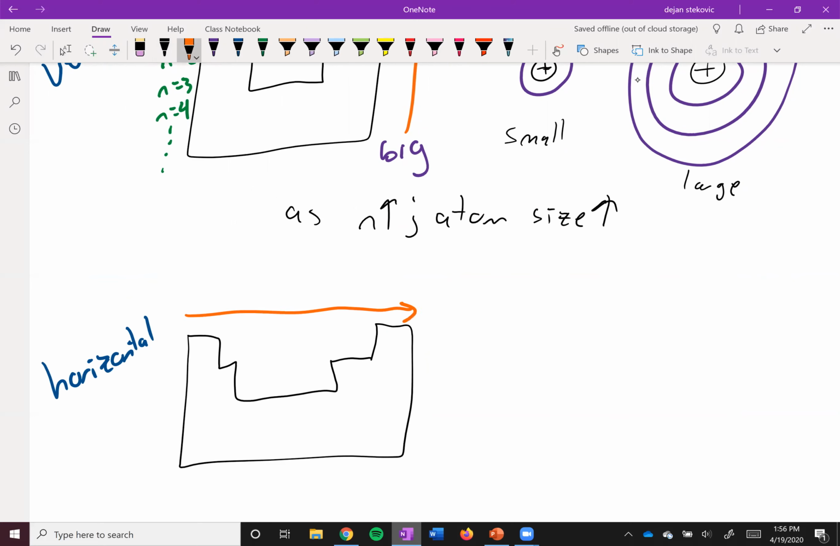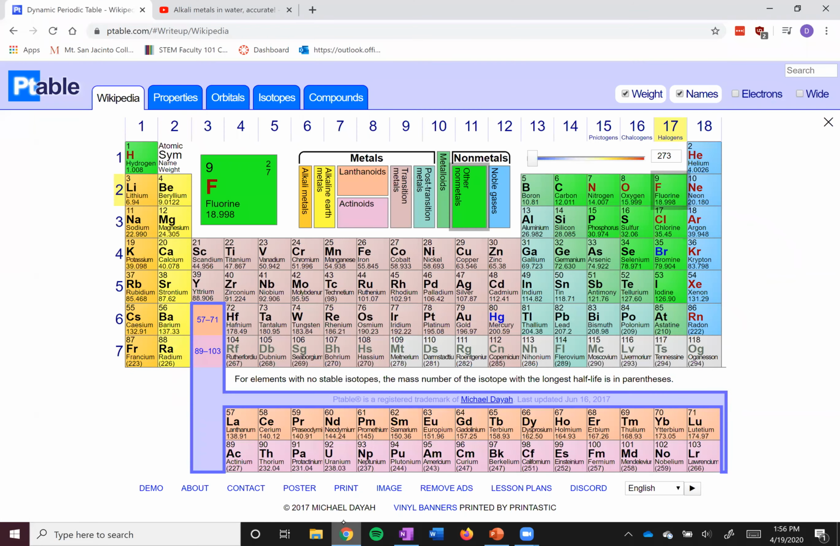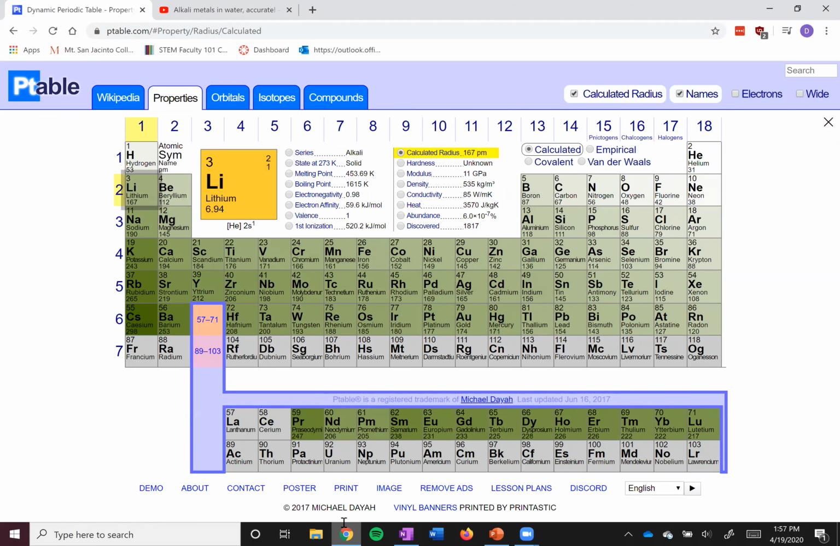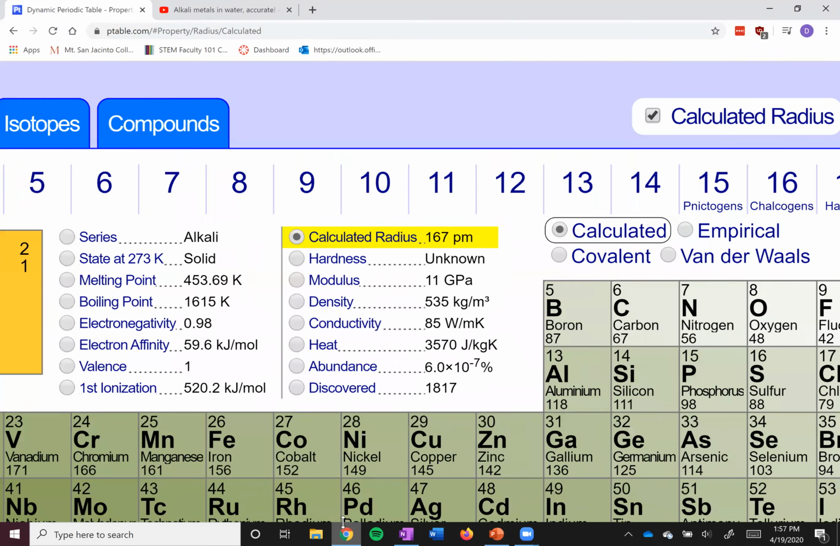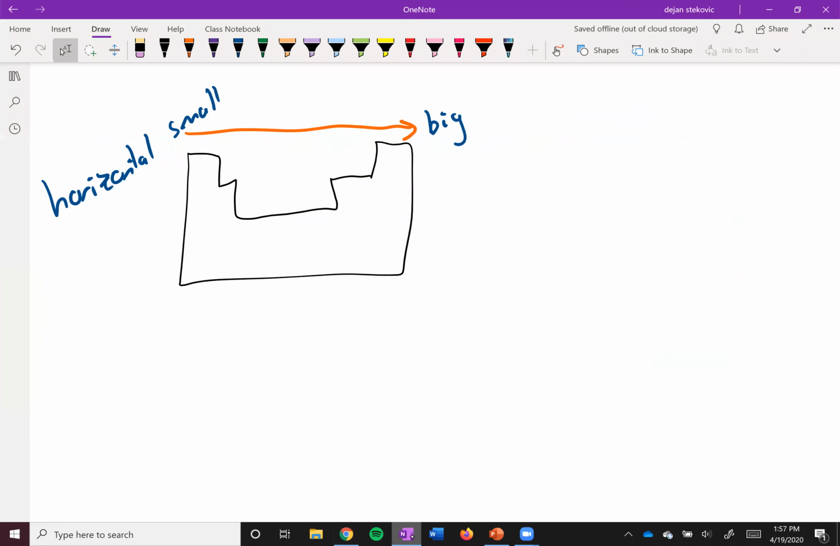And when we go from left to right, we get smaller, right? So this is small, this is big. So let's think about that. If we look at our periodic table, let's take a look at lithium and neon, for example. You can use this periodic table. If you hit this tab up here that says properties, you can look at different properties. So let's go calculated radius, right? You can see lithium has a radius of 167 picometers, highlighted in yellow. And neon has one of 38 picometers. So lithium is way bigger, maybe 4 or 5 times the size.